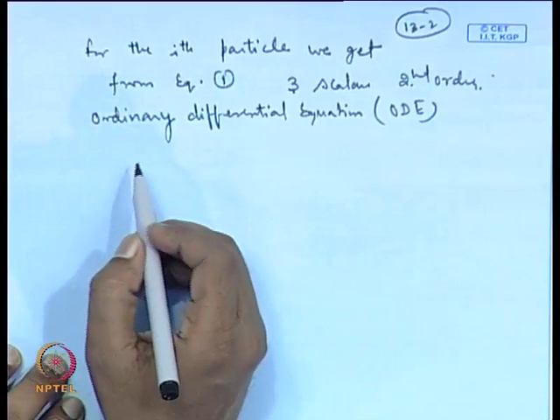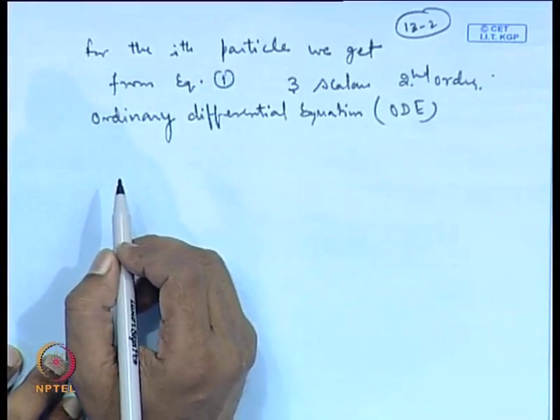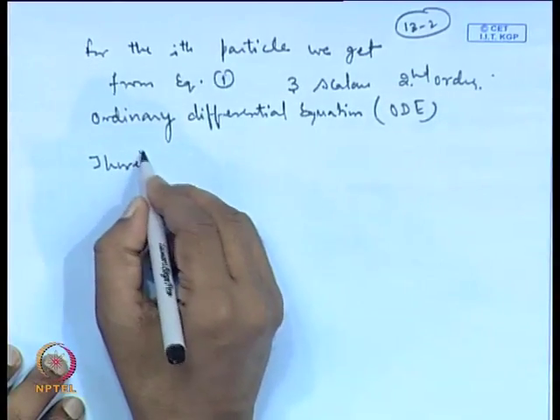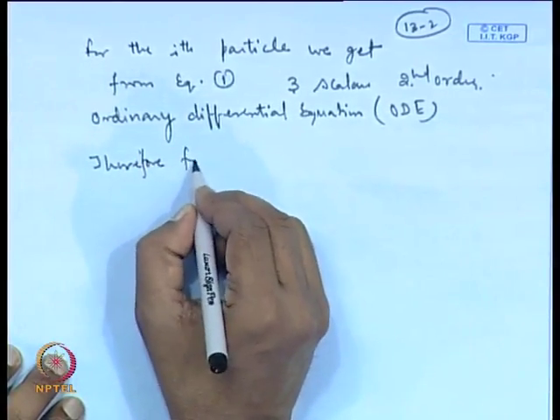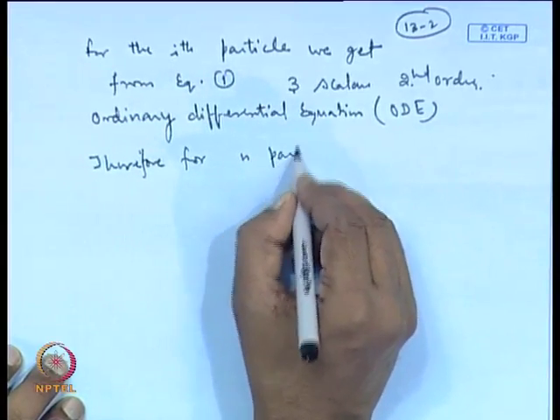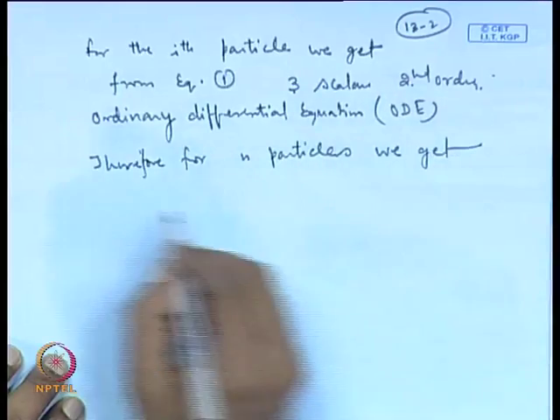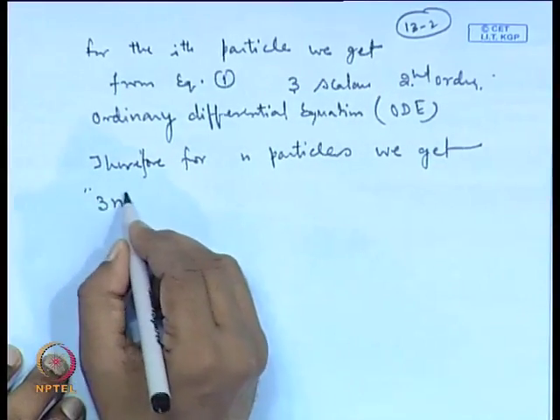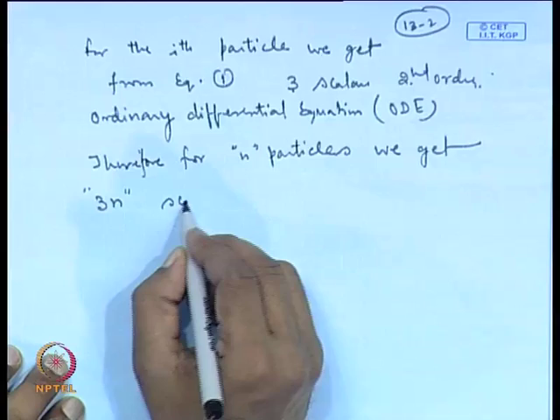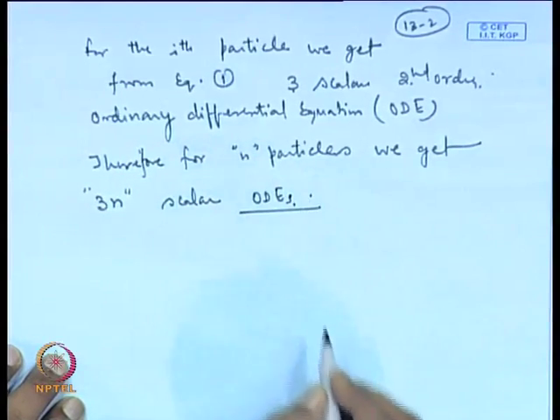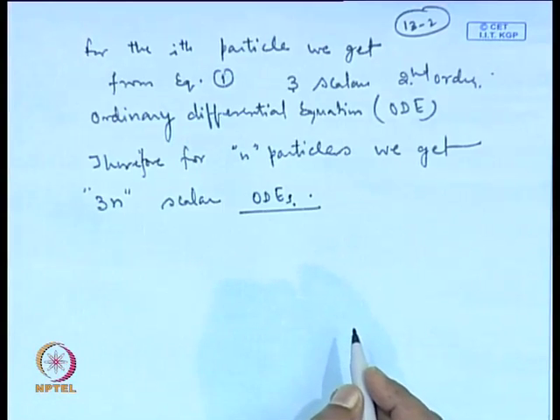Okay. So, if we write the equation of motion for all the n particles, then all together we will get 3n scalar ordinary differential equations. Therefore, for n particles we get 3n scalar ordinary differential equations.